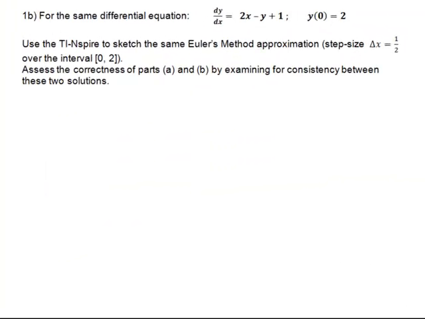1b. For the same differential equation, dy/dx equal to 2x minus y plus 1, with y of 0 equaling 2, use the TI-Nspire to sketch the same Euler's method approximation. That is, step size delta x equals 1/2 over the interval 0, 2. Then assess the correctness of parts A and B by examining for consistency between these two solutions. Okay, let's bring out the Nspire.